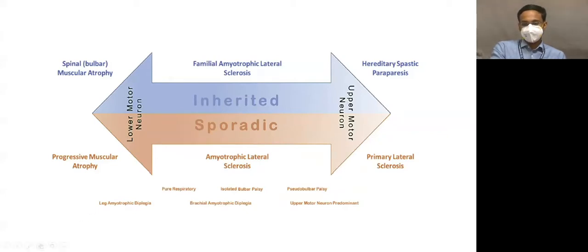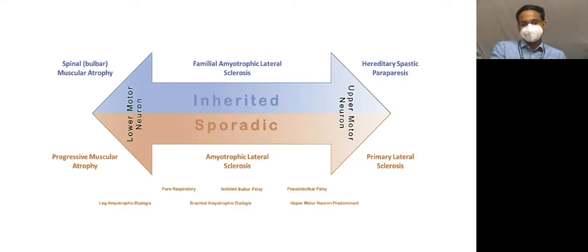The predominantly lower motor neuron dominant variant is called the progressive muscular atrophy variant. The one which is predominantly upper motor neuron is called the primary lateral sclerosis variant, and the one most commonly seen in classical cases in the OPD and in clinical practice is amyotrophic lateral sclerosis, where there is a mixture of upper motor neuron and lower motor neuron involvement. Among the amyotrophic lateral sclerosis, we have other subvariants, which I'll come to subsequently in the lecture.